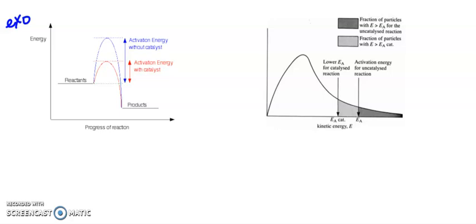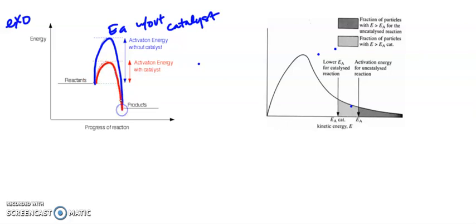So if you look at the blue line, without a catalyst, this is your activation energy. This is your hump. So this is your E sub A without catalyst. Okay, so just your normal reaction. So when you add that catalyst, it takes that hump and makes it lower. So your activation energy is much lower, so it takes less energy to get it to react.